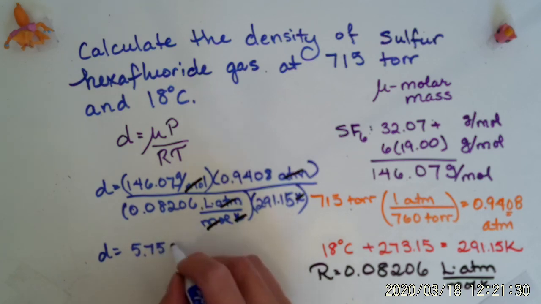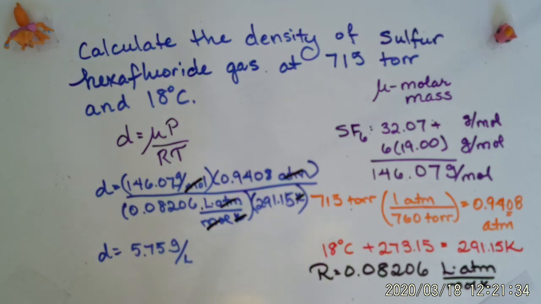5.75 grams per liter. Okay, so sulfur hexafluoride is extremely dense, and in fact, if you had an aquarium filled with sulfur hexafluoride, you could actually float objects on top of it, so it looks like it's actually floating in midair. Okay, all right, so let's take a pause here and move on to our next subject.